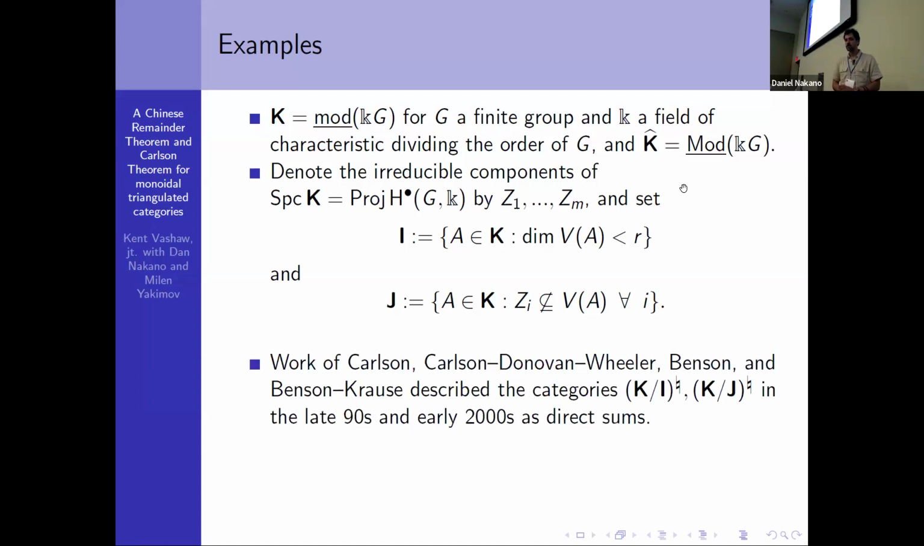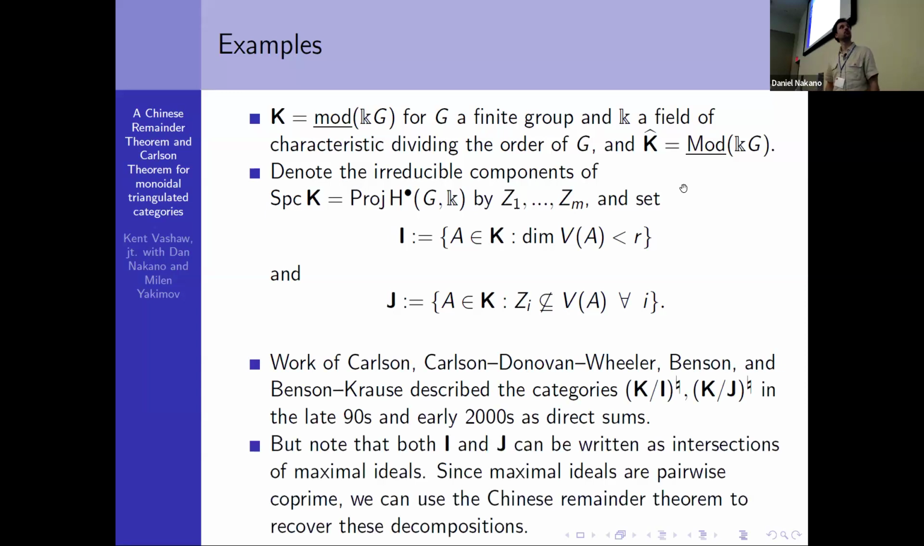So this Chinese remainder theorem is exactly something that was studied by Carlson, Donovan, Wheeler, Benson, and Benson–Krause. They studied these categories precisely, K mod I idempotent completion and K mod J idempotent completion, in the late 90s and early 2000s, and indeed obtained that these categories are direct sums. And this does fit into the situation of the Chinese remainder theorem because each of these ideals I and J can be written as intersections of some collection of maximal ideals, and of course any two maximal ideals are pairwise coprime. So exactly our general Chinese remainder theorem does recover these decompositions.